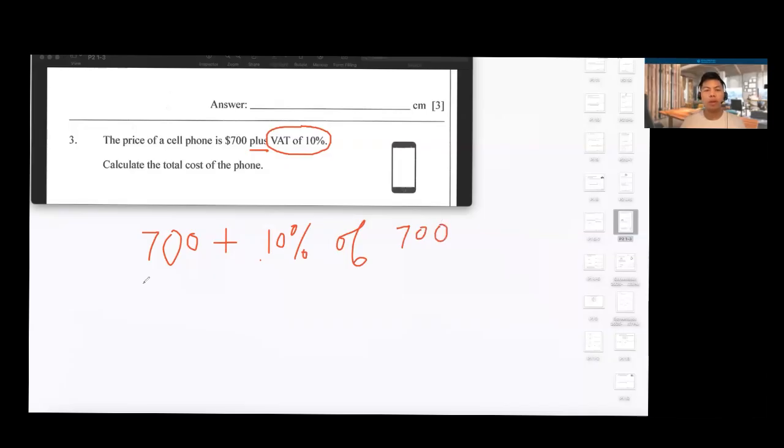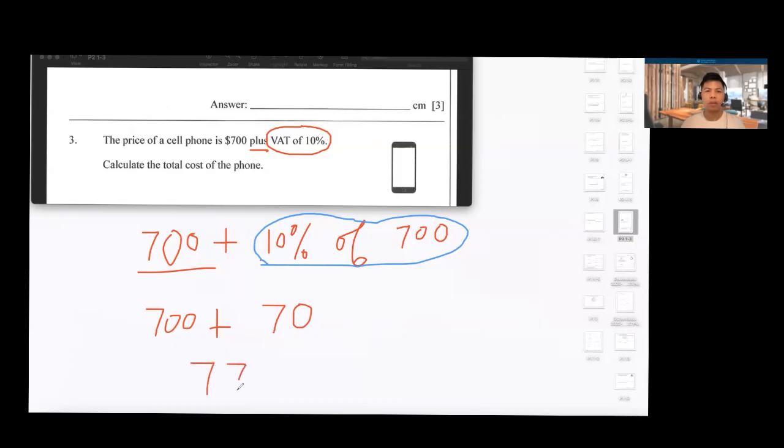So that's what you're going to pay. 700, I will just rewrite that, plus, so what is the 10% of 700? Well, it's easy. 10% of that is 70. So 10% of that is 70. I can explain how to get that. So the answer is 770. That's the total cost of the phone.